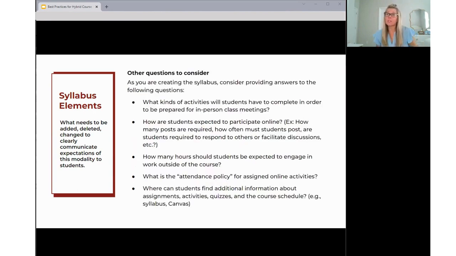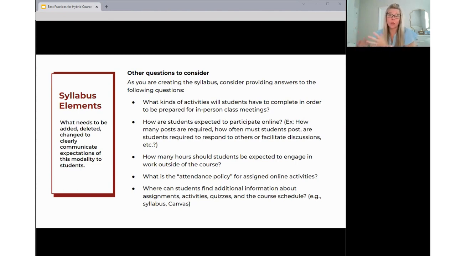And then other questions to consider for your syllabus. What kinds of activities will students have to complete in order to be ready for in-class meetings? So think about the LMS, and will you have before class activities, in-class activities, and after class activities? And then the same for the following week.